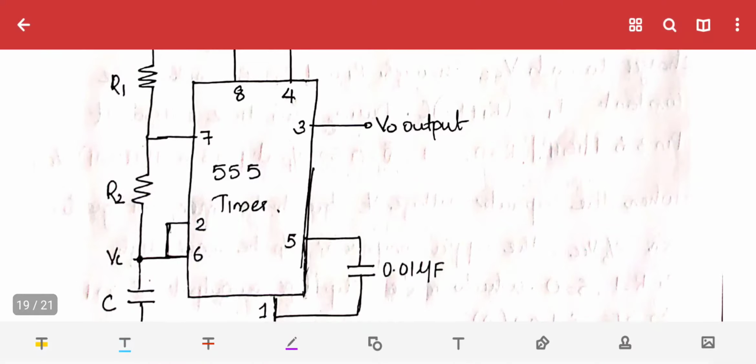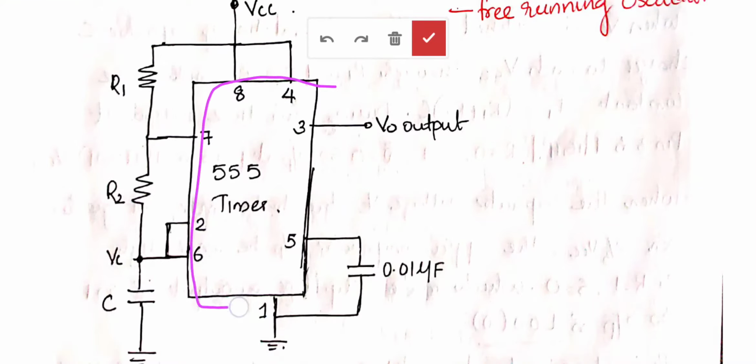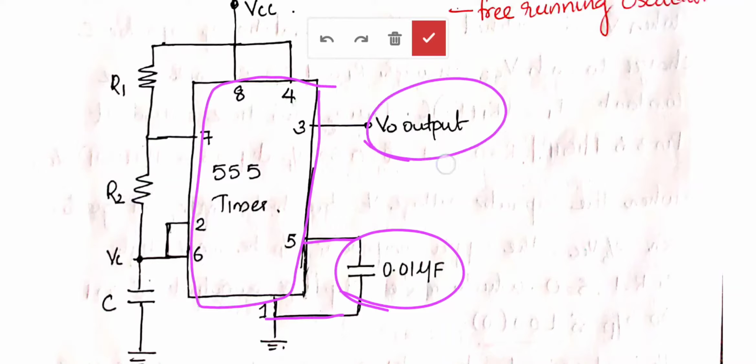So we have a 555 timer with all the 8 pins. External to that, we have connected certain components. You can see here pin number 5 and pin number 1 are connected together through a capacitor of 0.01 microfarad. Pin number 3 is output. Pin number 4, which is the reset pin, is connected to pin number 8, that is our VCC. And pin number 7 is the discharge terminal, and 2 and 6 are connected together.